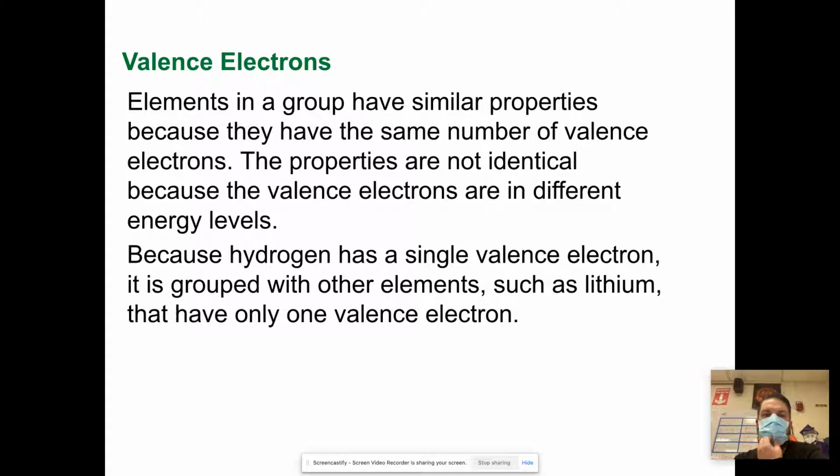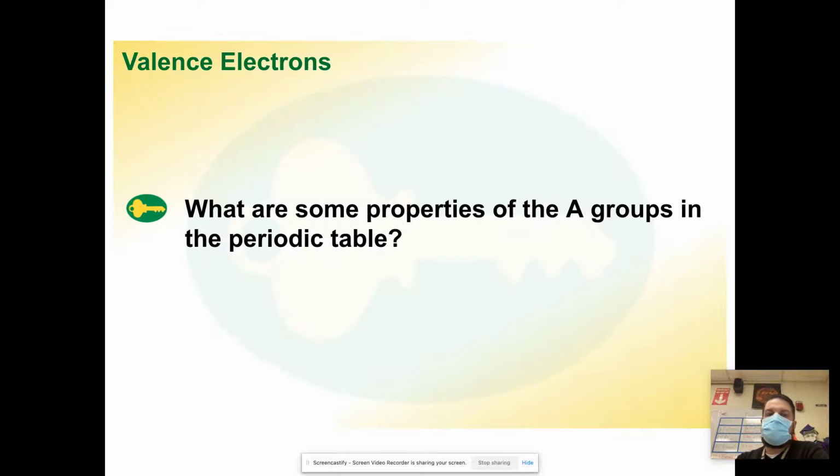Elements in a group have similar properties because they have the same number of valence electrons. The properties are not identical because the valence electrons are in different energy levels. So the more electrons they have, the more energy levels they have, but the valence electrons are the ones on the highest level, the outer ring, if you think about the Bohr model. Because hydrogen has a single valence electron, it is grouped with elements such as lithium, sodium, and potassium, because all of them have one valence electron.